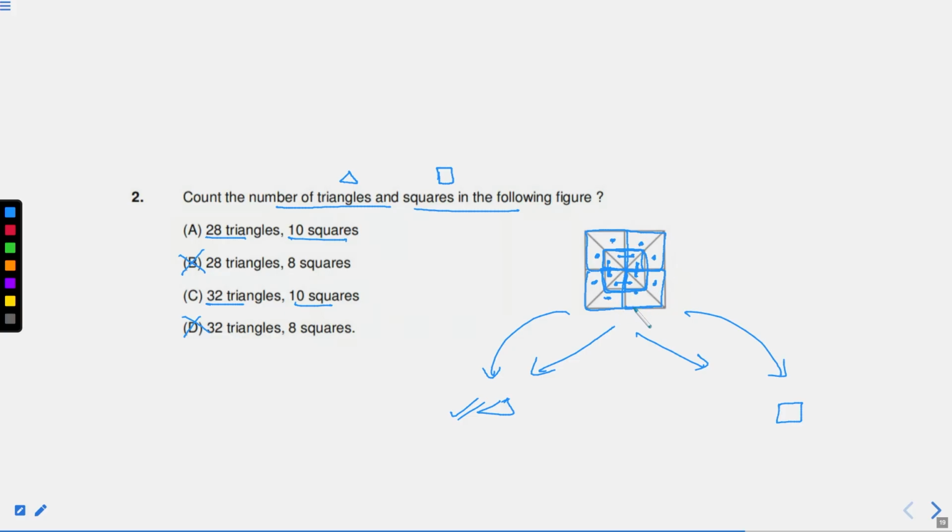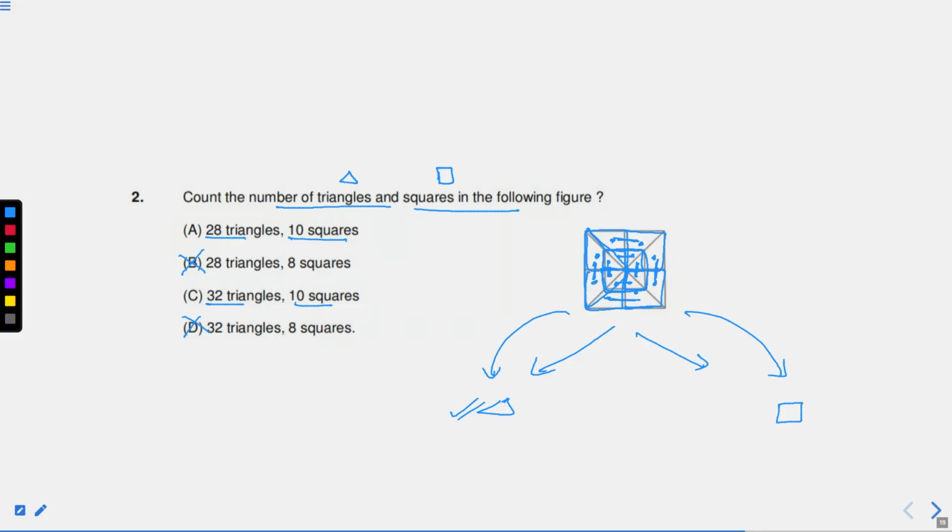20 triangles have already formed. Now 21, 22, 23, 24. When I use this, it means I am combining both of them. I am using this triangle then, right? 24, right? Till now I have completed 24.